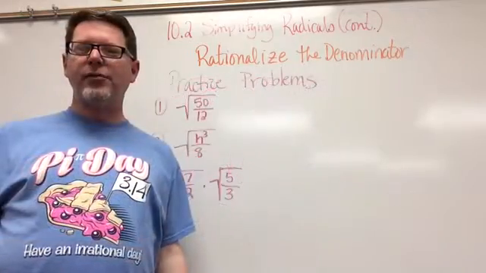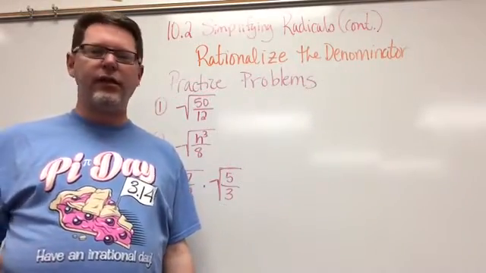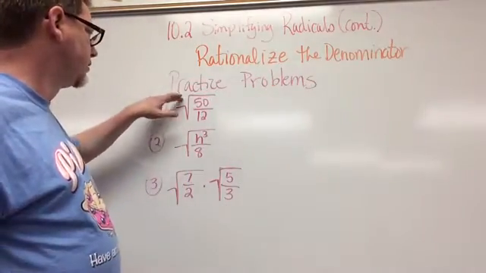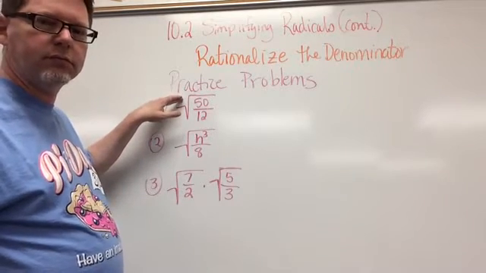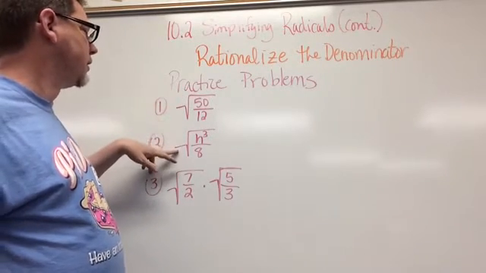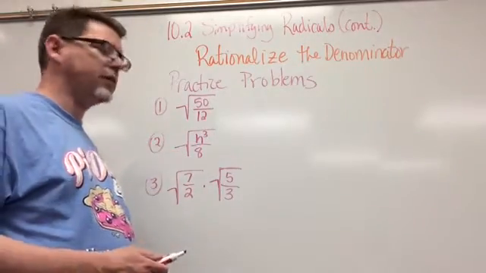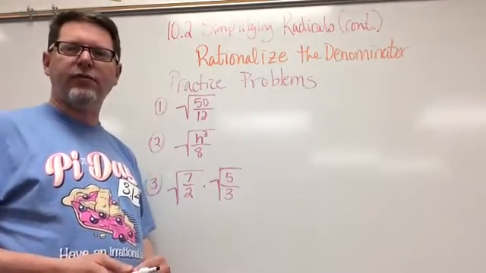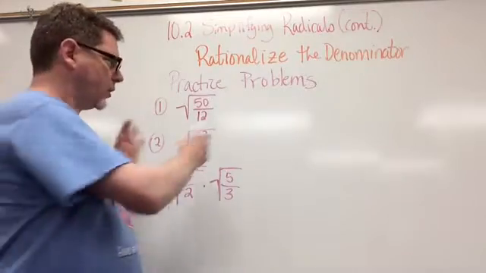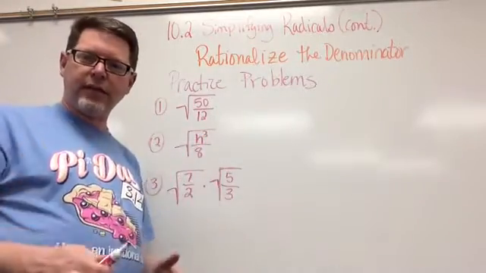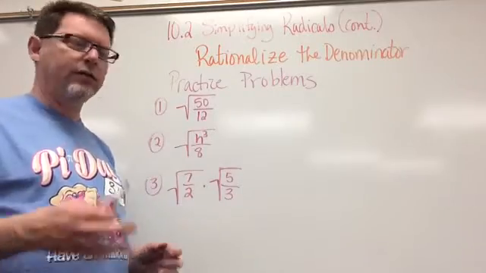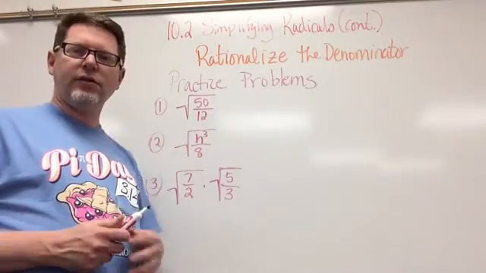And here are your 3 practice problems. The first one is simplify the square root of 50 over 12. The second one is the square root of h to the third over 8. And the third one is the square root of 7 over 2 times the square root of 5 over 3. Work those out. Rationalize the denominator so there's no square roots in the denominator. Take a picture of your problems and turn it in via Edmodo.